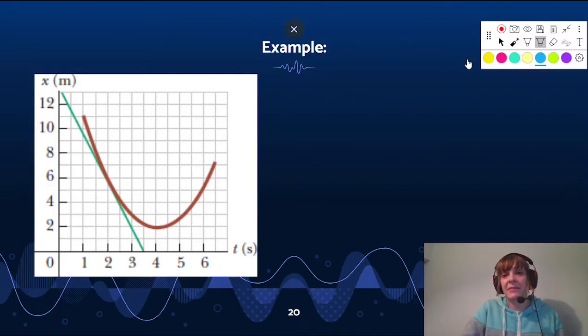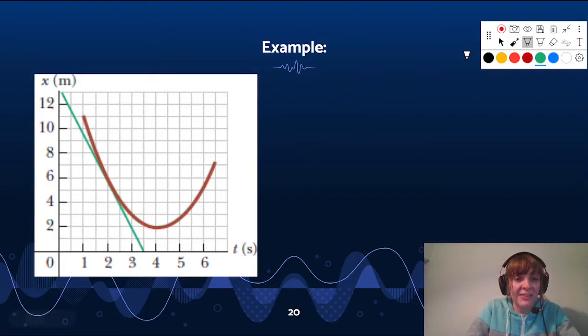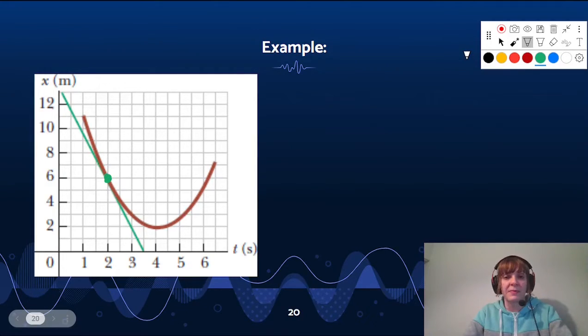Let's take a look at an example here. So we already have a tangent line made for us. We're looking specifically at the point where the tangent line passes through at 2 seconds. So right here at 2 seconds, this is where the tangent line passes through. Normally, I would ask you to draw a tangent line, but because it's very difficult to draw a tangent line on the computer right now, this is what we're doing.